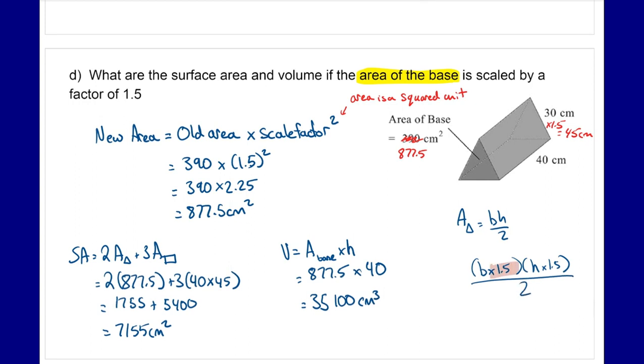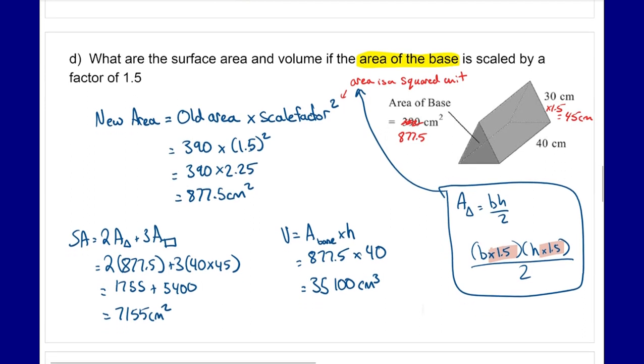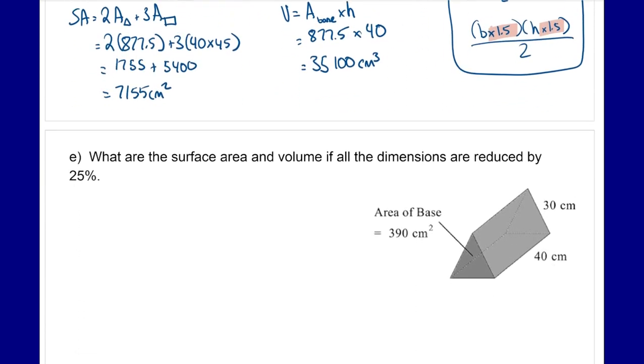So because we're multiplying two values, or two dimensions, by 1.5, that is the reason that it's a squared unit, or we square the scale factor. So next, what is the surface area and volume if all the dimensions are reduced by 25%?